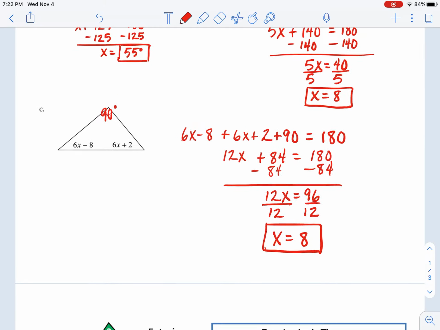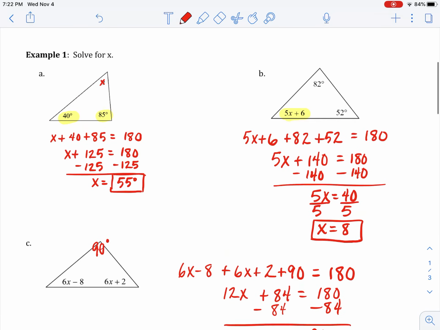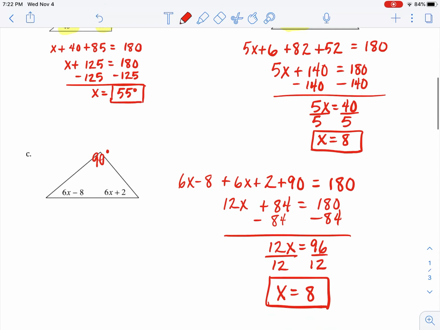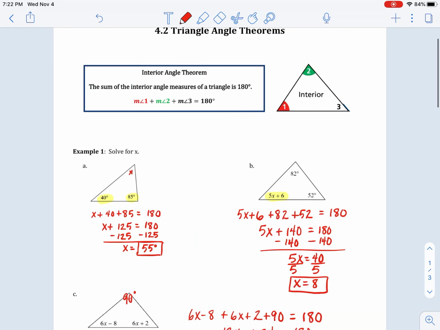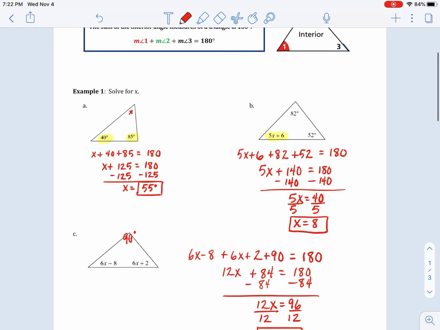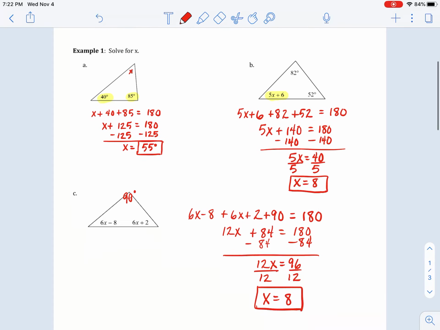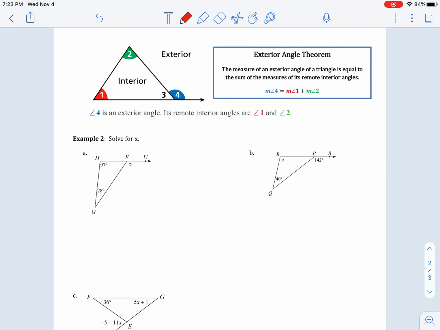Now I didn't ask you to plug it in anywhere, but I could have. I could have asked you then to go plug that 8 in and figure out the missing angles in the triangle. But in this problem, all it said in the directions was to solve for x. So we're actually done once we solve for x. All right, so the interior angles in a triangle always add to 180 degrees no matter what the triangle looks like. All right, we're going to do one more theorem in this set of notes. We're going to do what's called the exterior angle theorem.